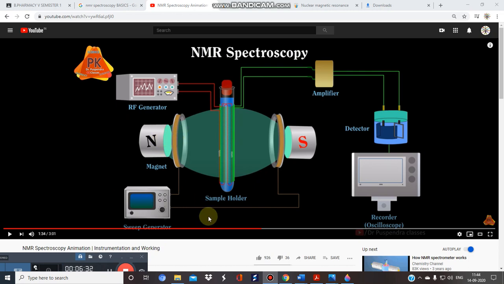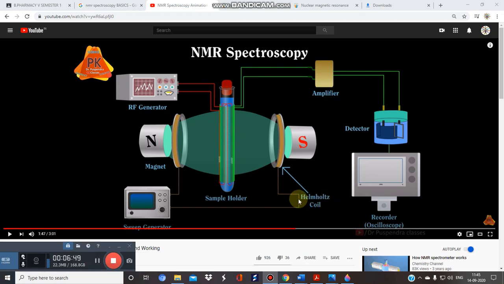In the third step, these magnets are present and they will generate the strong magnetic field. This magnetic field is basically controlled by the sweep generator with the help of this coil, that is the Helmholtz coil. These coils can increase or decrease the magnetic field. You can say that this can control the magnetic field that is applied here. And if we increase the magnetic field, the resolution is better.